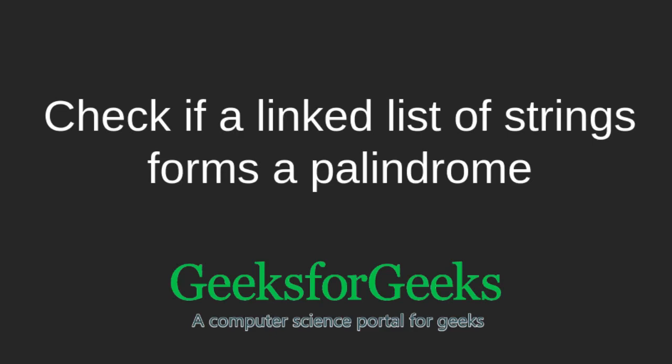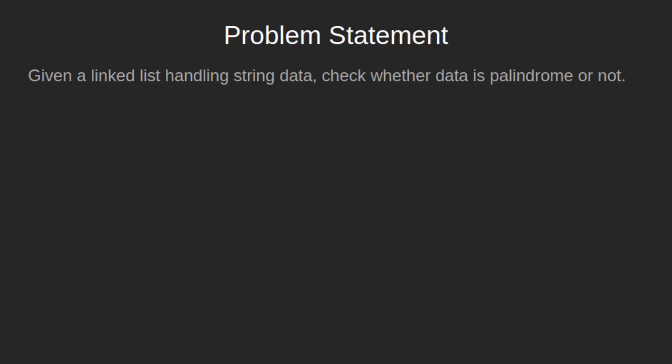In this video, we will learn how to check if a linked list of strings forms a palindrome. So, the problem statement says we are given a linked list holding string data. We have to check whether the data is a palindrome or not. Note that this is different from checking whether the linked list itself is palindromic or not. Let's understand it using some examples.